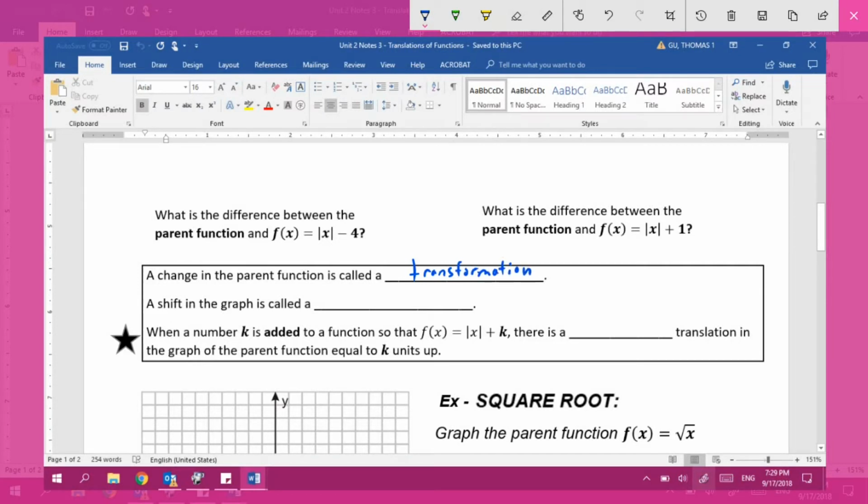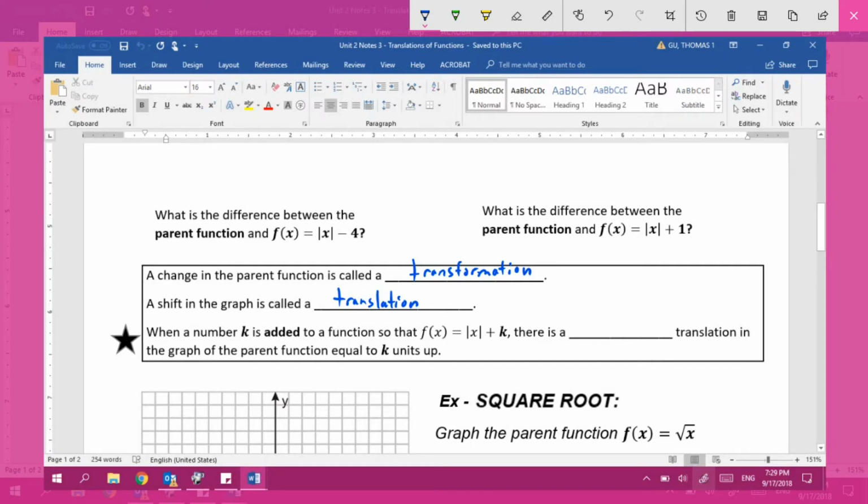A shift in the graph is called a translation. Just like you shift from one language to another, we're shifting our graph from one spot to another. It's the exact same thing, trust me.